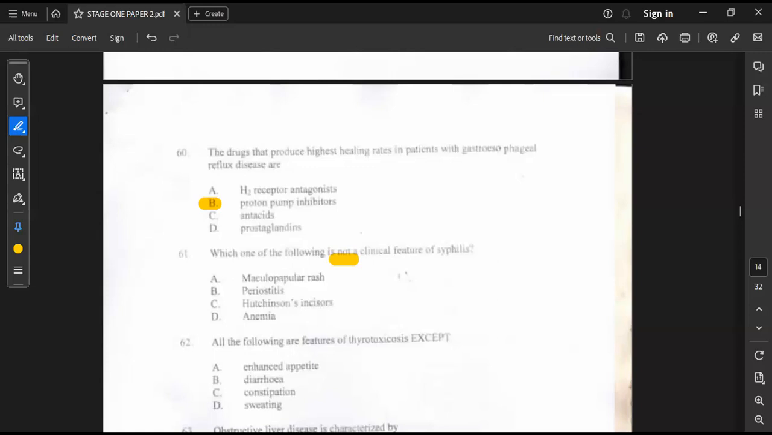So for this, I'd go with anemia, because maculopapular rash is there. Then I know we didn't mention periostitis and Hutchinson's incisors. Let me display that as the last thing of the day. Please do. So I'll start with Hutchinson's, because I have an image for it. I don't have an image for periostitis.